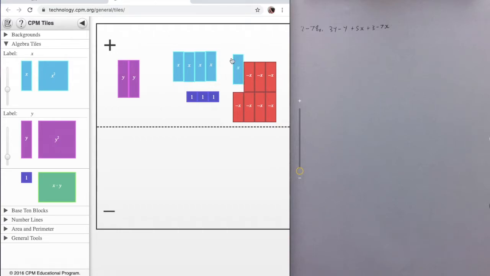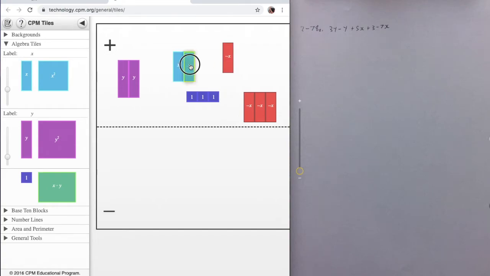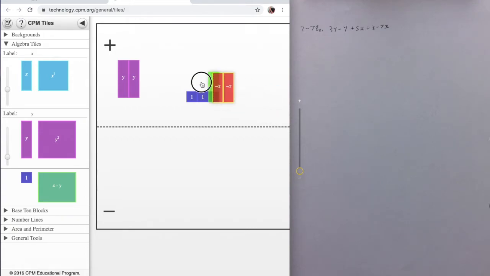You can do that a lot of times with the x's. There's a 0. There's another 0. Grab another pair of positive and negative x to make a 0. And then one more. And then that looks like all the zeros we can create from the tiles. And we'll end up with just these 2 positive y's, 3 positive ones, and 2 negative x's. Like that.